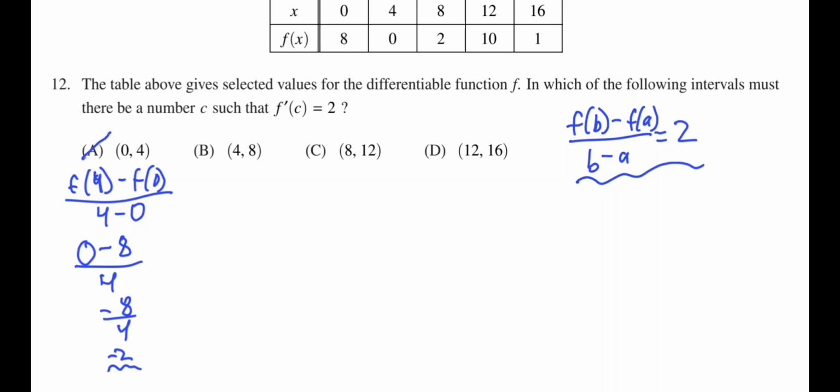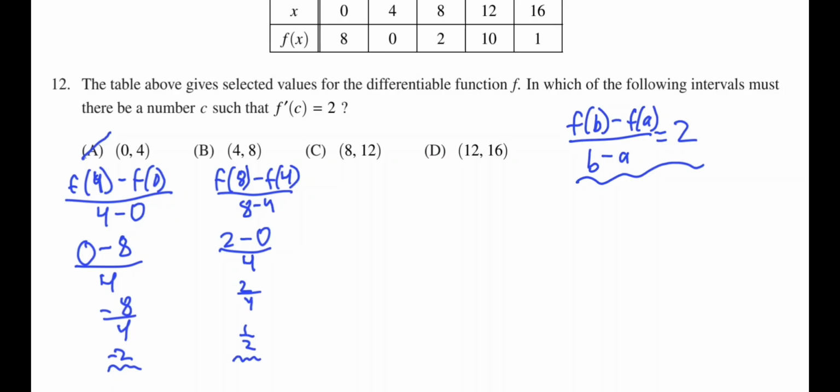Now b, we have f of 8 minus f of 4 over 8 minus 4. And now f of 8 would be a 2 minus f of 4, which is a 0, over 8 minus 4, which is a 4. And that gives us a 2 over 4, which would be a 1/2. So that would also not be the answer.